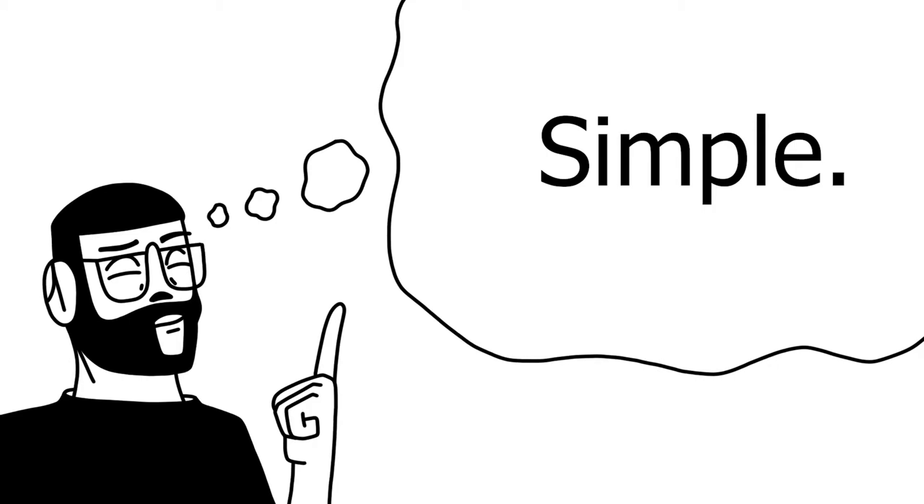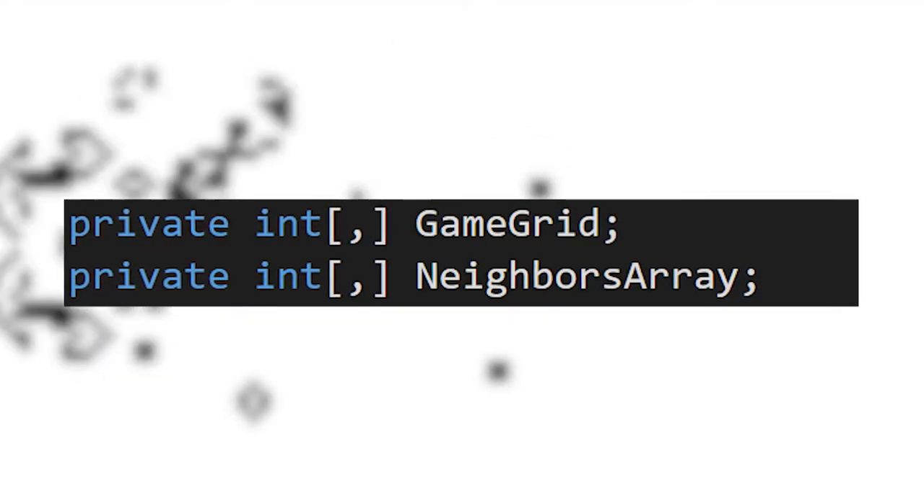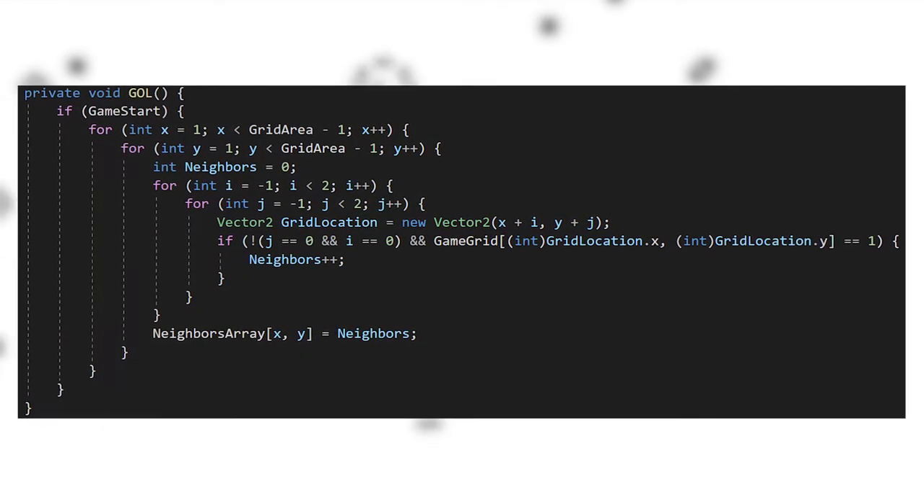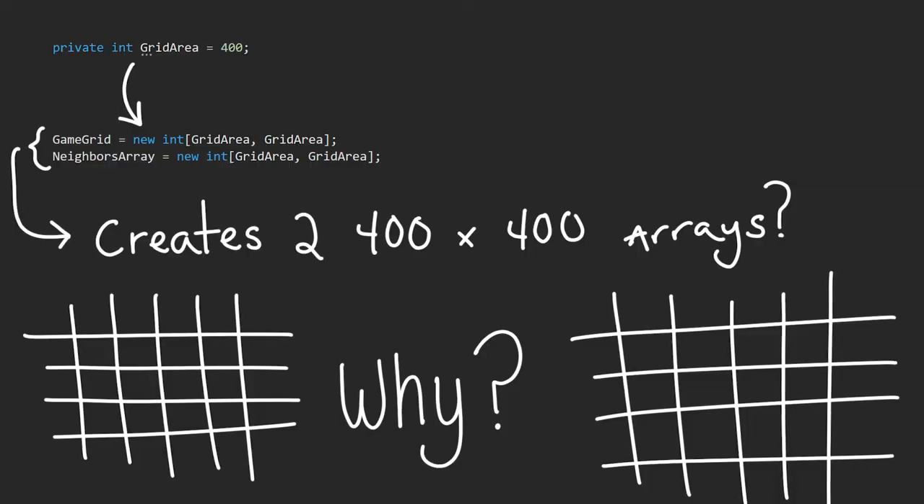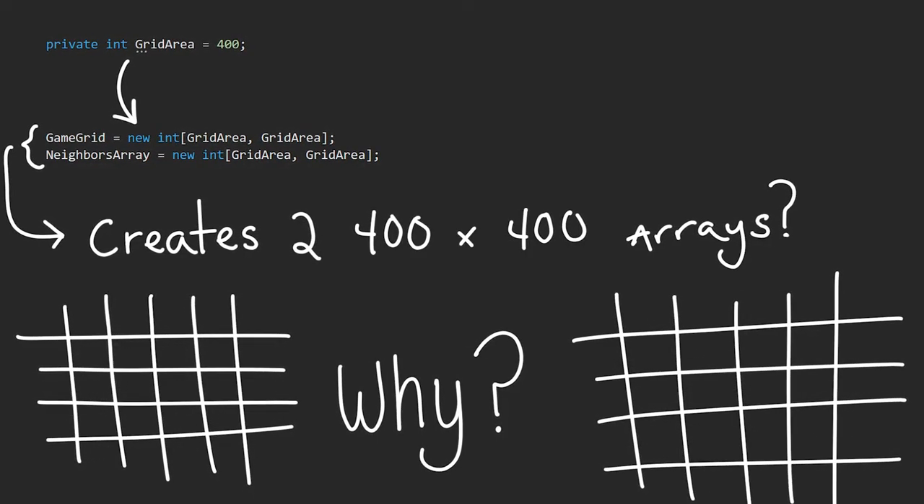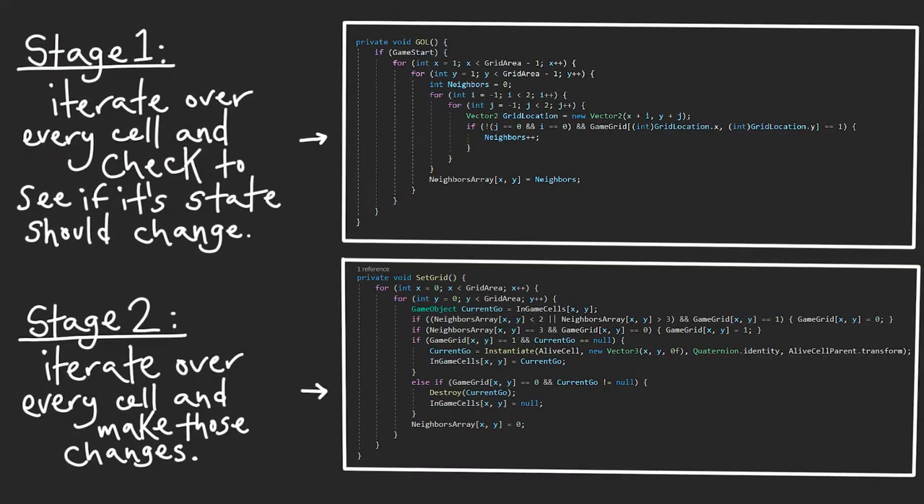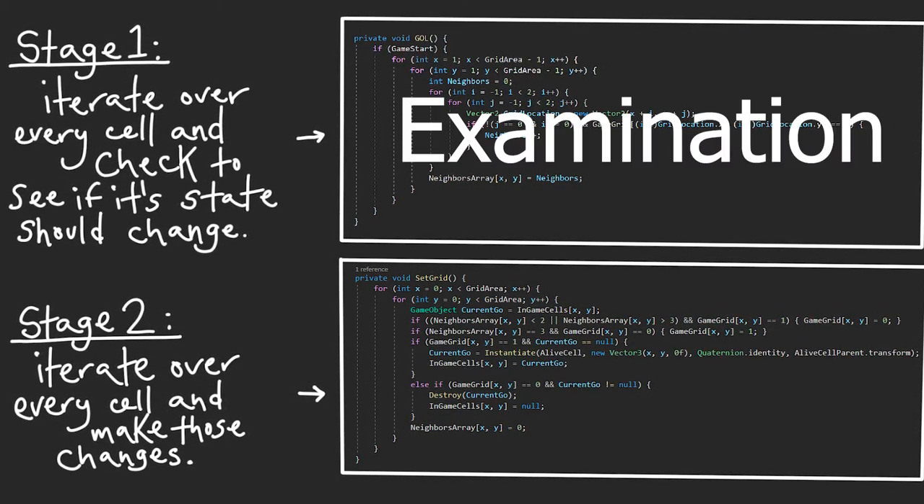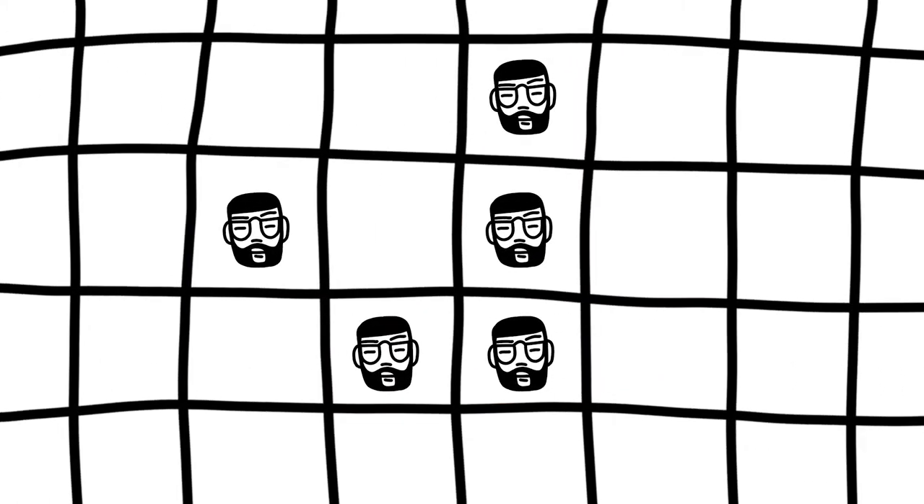The idea is simple. Considering the rules of the game are strictly dependent on live neighbors, we can use a couple multidimensional arrays and iterate over each defined cell and get the state of its 8 neighbors. And I say a couple multidimensional arrays for a few reasons. Mainly, it's because each generation of the Game of Life has 2 stages, examination and then evolution. Meaning, you would need to look through the entire grid area first, discover which changes need to be made, and then go through the grid again and make those changes.